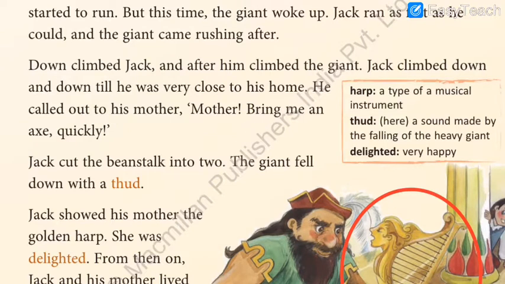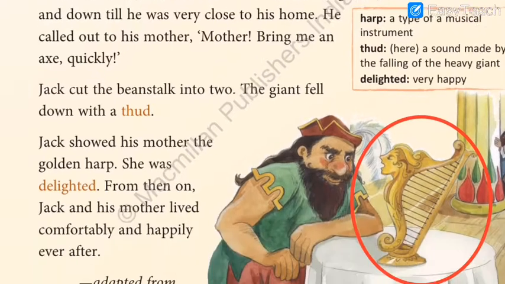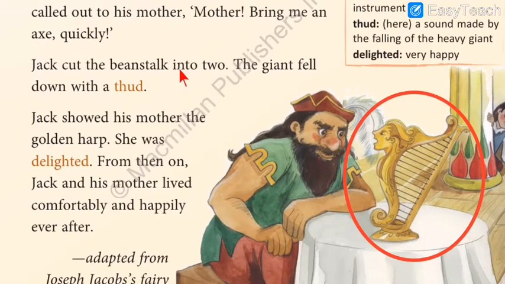Now students, do you have any idea why Jack was asking his mother to bring the big axe? Let's see. Jack cut the beanstalk into two. The giant fell down with a thud. Jack showed his mother the golden harp. She was delighted. Now what happened, students?